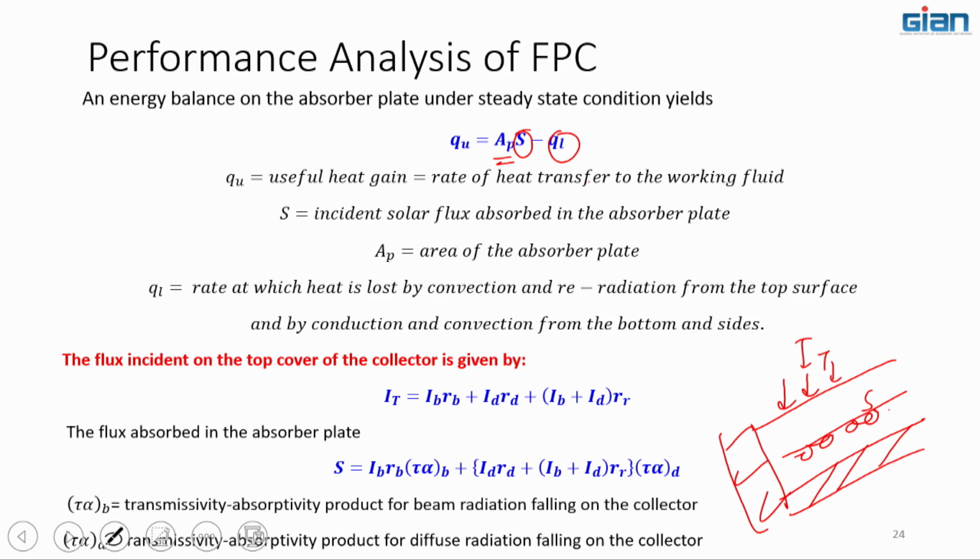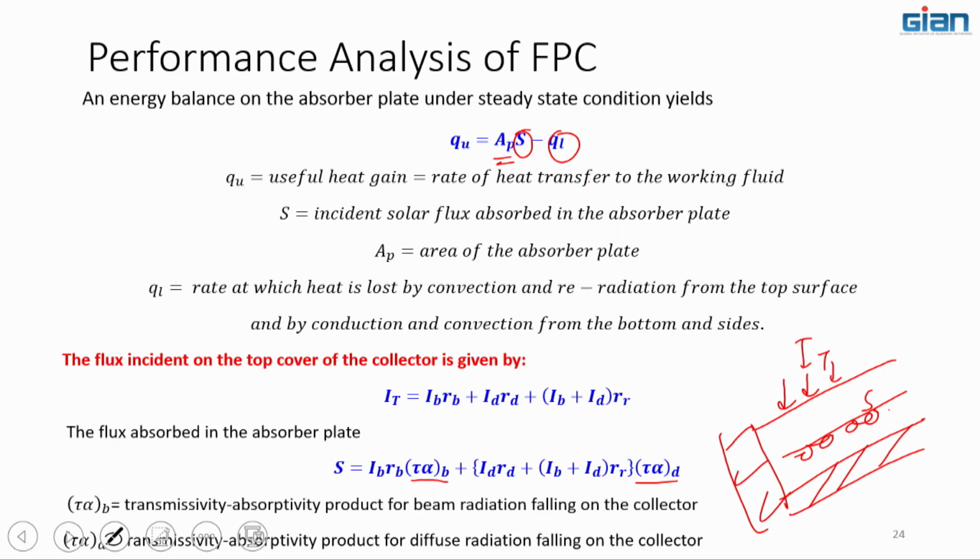So these values can be found out, and we have appropriate mathematical expressions for finding these RB values. I will tell in the coming slides. The problem is with this tau and alpha for beam radiation and tau and alpha for diffuse radiation. So how to find these values? Now let us see how we can find it.